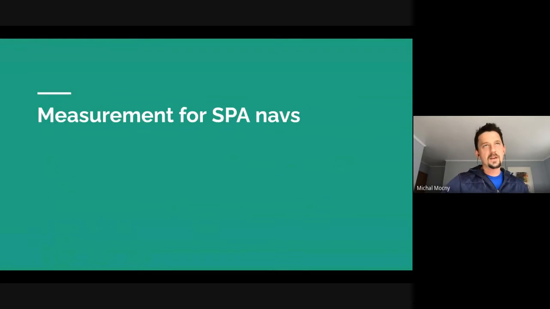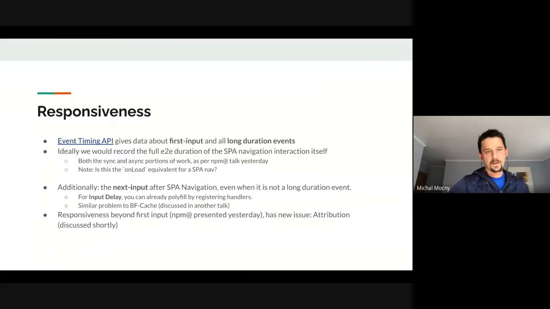All right, so if we had these signals, what goes actually into measuring a single page navigation? So first off, responsiveness. So we have event timing, which not only gives info about the first input, but also all long duration events post-load. And ideally, we would use something like this to track the whole end-to-end duration of the SPA navigation itself, especially if it was due to a user interaction.